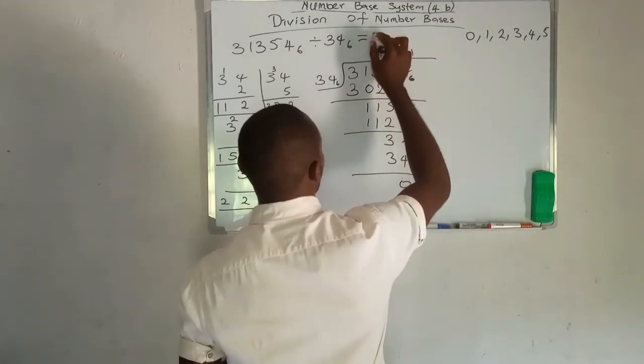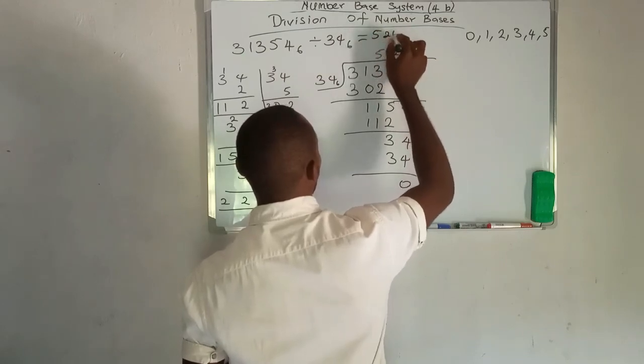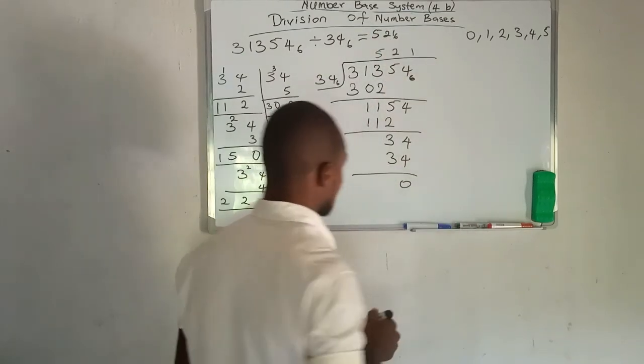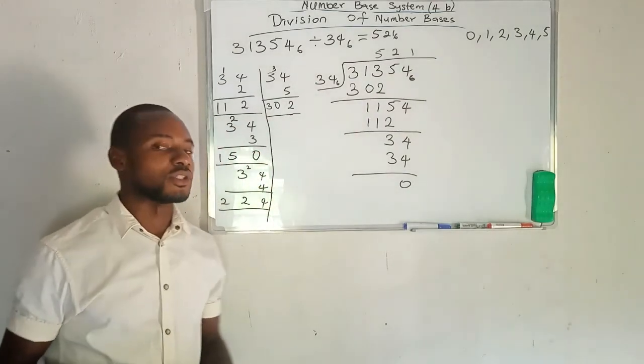So 31354 divided by 34 will give us 521, all in base 6. So that's it for division of numbers. Hope you enjoyed the video.